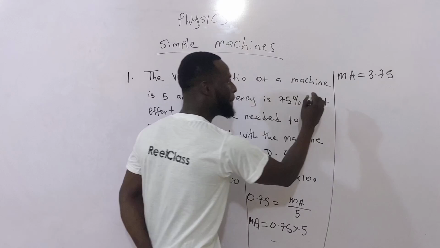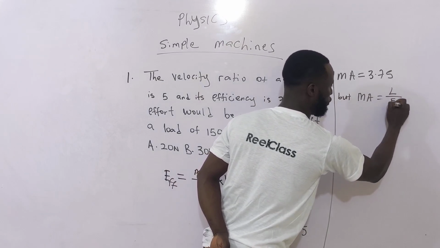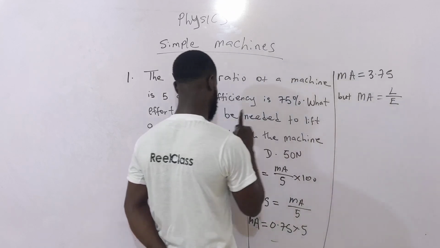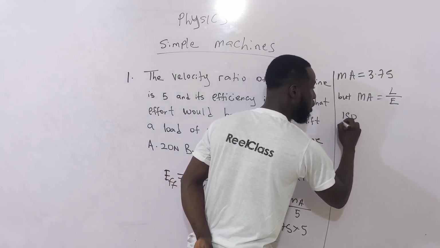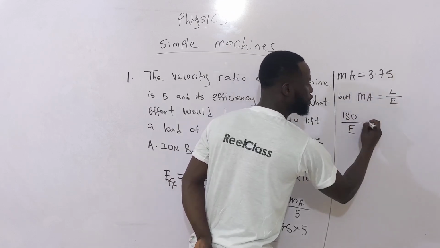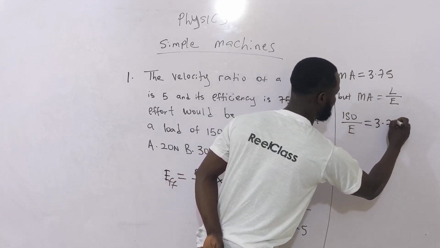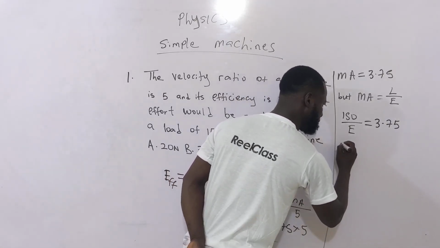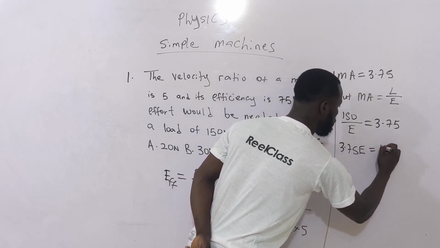But recall, MA is equal to load over effort. Meaning that my load, they told me, is 150 Newton, and I'm looking for effort. So 150 Newton over effort, MA is load over effort, but MA is 3.75. So I'll say 150 divided by E is equal to 3.75. Then again, I'll cross multiply. And if I do that, I would have 3.75E is equal to 150.